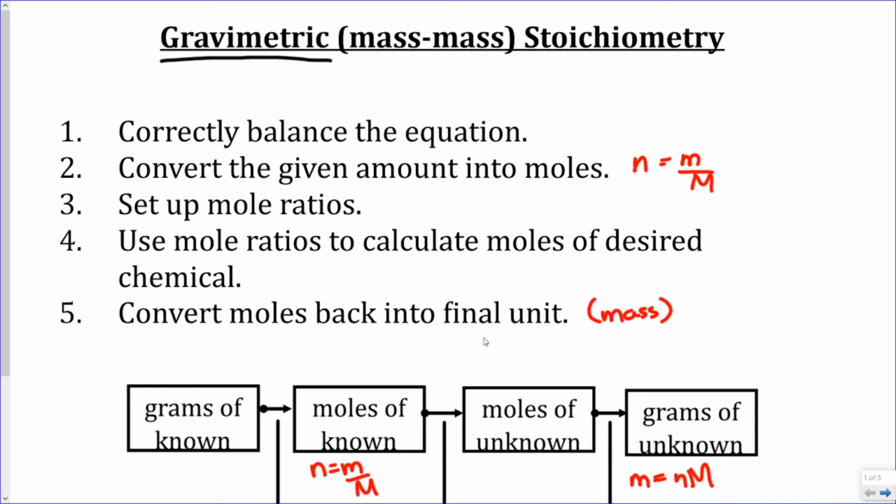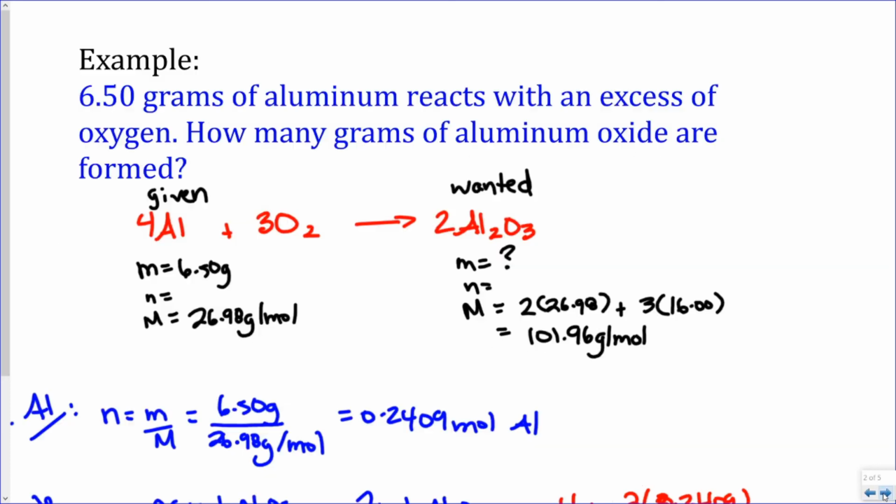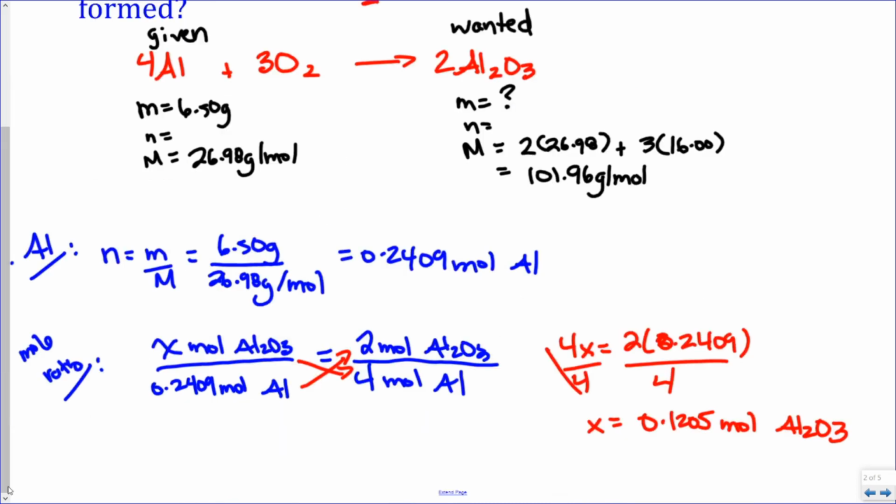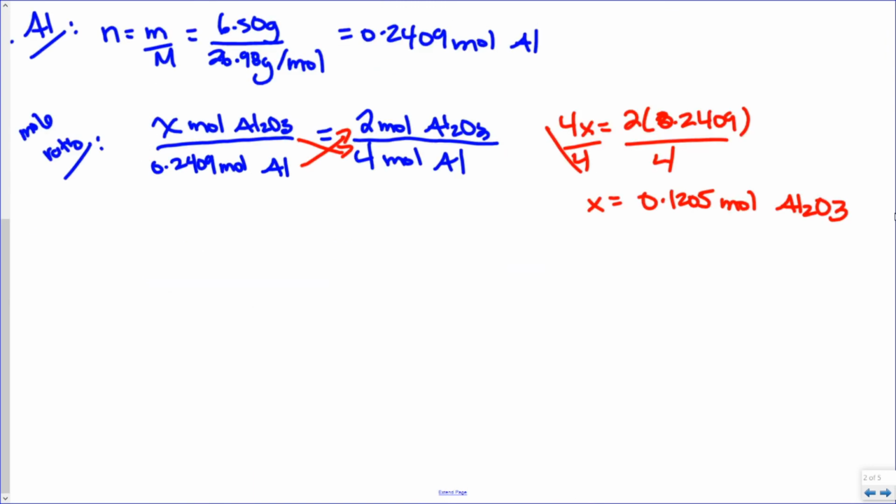Number 5, convert moles back into our final unit. So we want to know, the question asked, how many grams of aluminum oxide, not how many moles. So we need to know how many grams. So again, I'm just going to identify over here that I'm working with aluminum oxide now. And I know my formula, n equals m over M. Going to rearrange that for little m, which gives me n times big M.